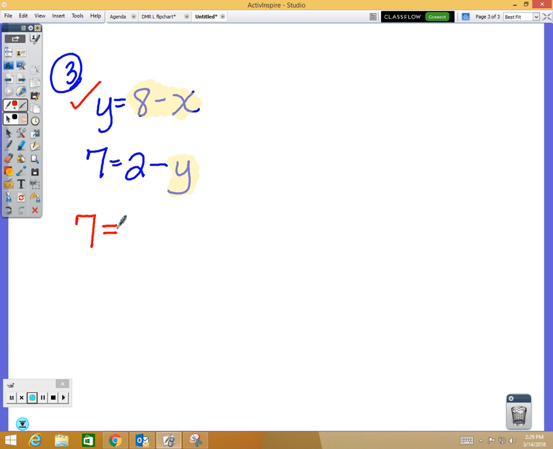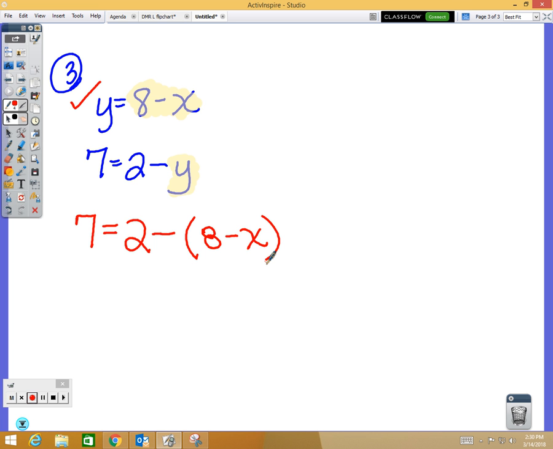7 equals 2 minus, now this is where some people messed up yesterday, 2 minus 8 minus x. You are going to have to distribute that negative sign. Some people just went ahead and left it as 2 minus 8 minus x, which will give them the incorrect sign in their final answer. So look to see, did you distribute this negative sign?